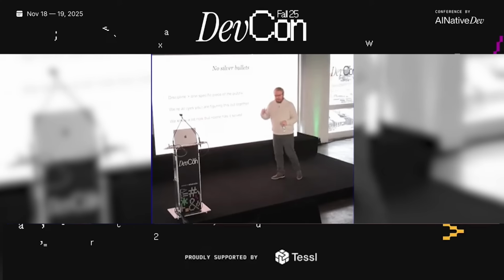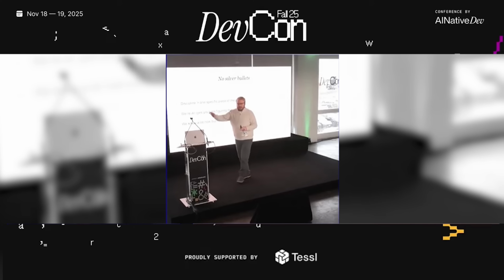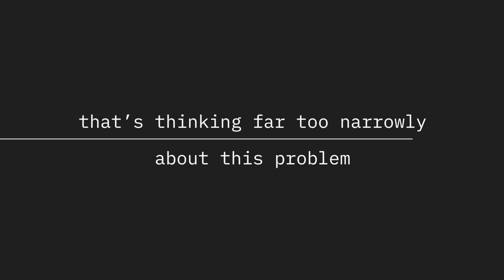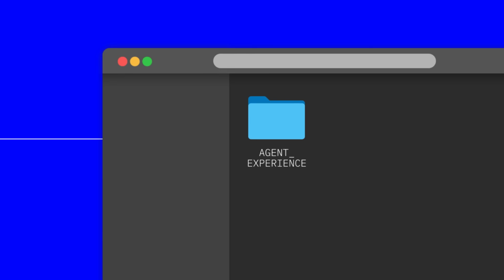Agent experience is a discipline, not a specific tool. If you're thinking, okay, I have to support agents, so I just need an MCP server, that's thinking far too narrowly about this problem. These are all solutions that are under the umbrella of an agent experience.